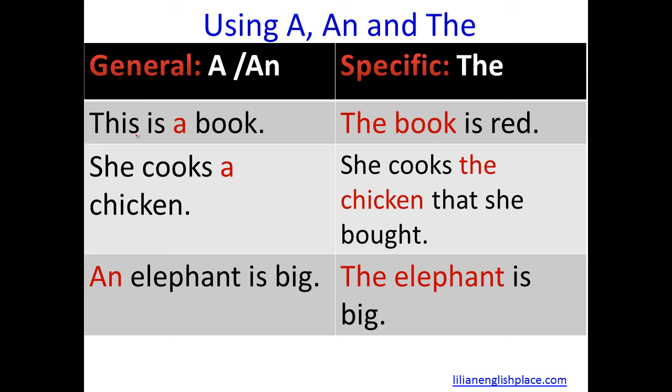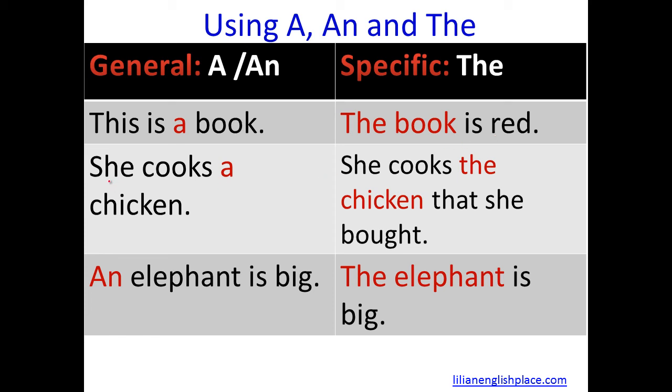Okay, let's look at some examples. This is a book. When you say this is a book, I could ask you, what book? What book are you talking about? Right? So when you say this is a book, it could be any book. It's a book in general. But when you say the book is red, oh yes, now you're talking about a specific book which is red in color, right?